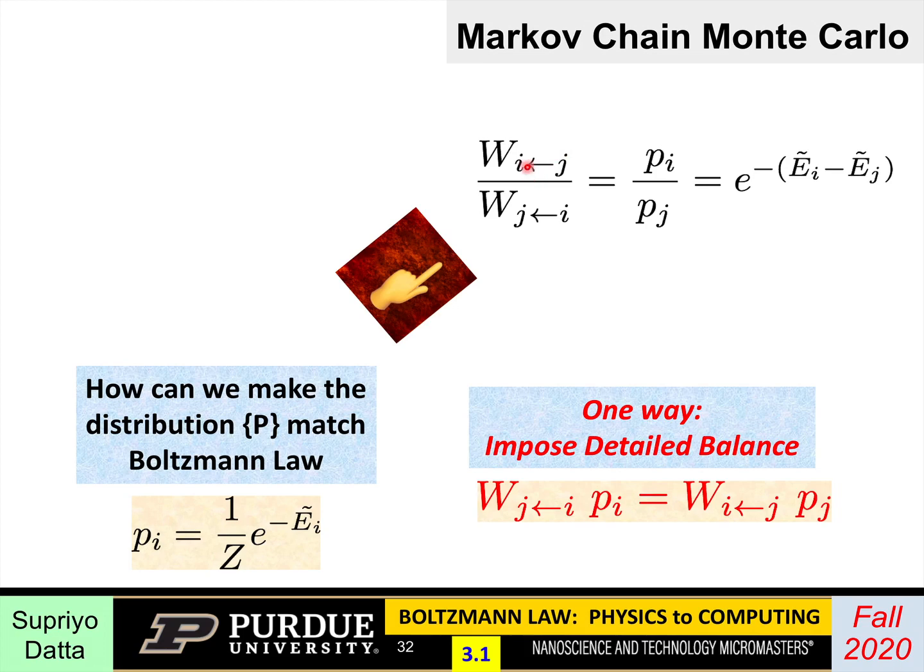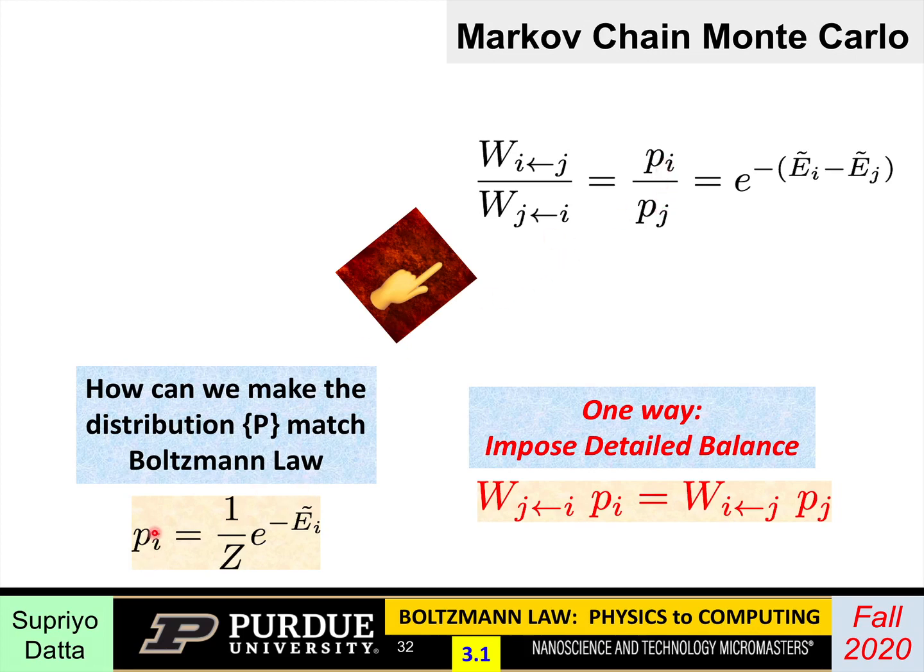So when I write down the stochastic matrix, what I need to make sure is that this condition is satisfied, with Pi over Pj. And what is Pi over Pj? Well, that's this exponential of minus Ei minus Ej. And note how this constant disappears when I take the ratio.